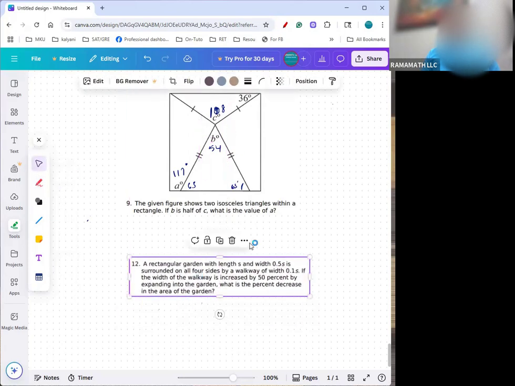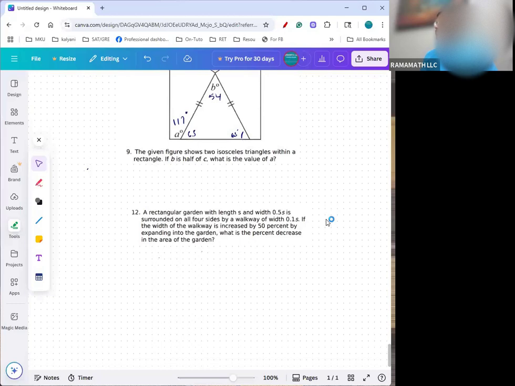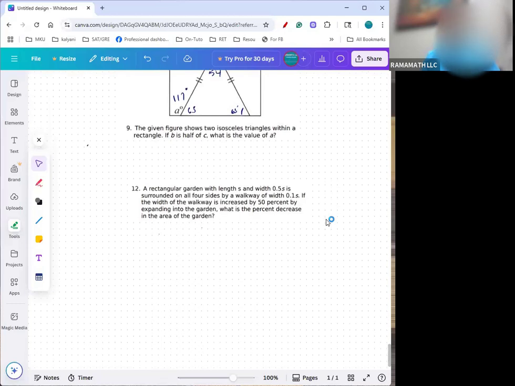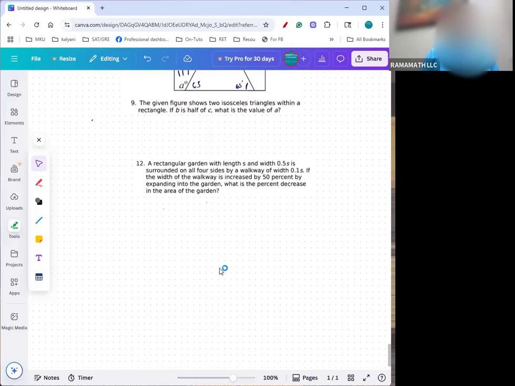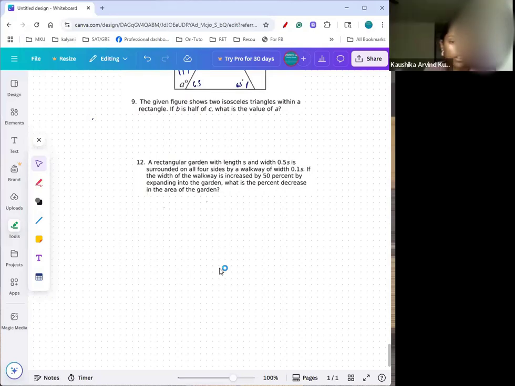But number 12 is the tough cookie. Kaushika, please read this question for us. A rectangular garden with length S and width 0.5 S is surrounded on all four sides by a walkway of width 0.1 S. If the width of the walkway is increased by 50% by expanding into the garden, what is the percent decrease in the area of the garden?